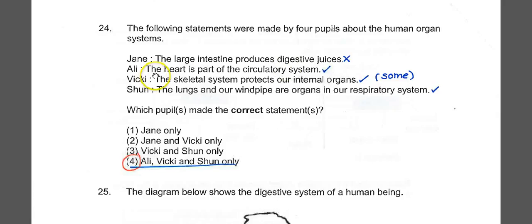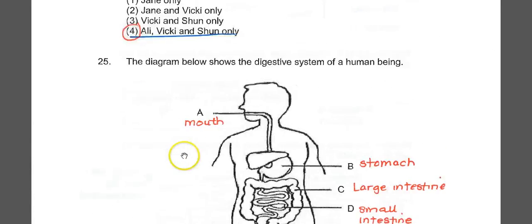The body system. The heart is part of the circulatory system, correct? The skeletal system protects the internal organs. Yes, some of the internal organs, right? And the lungs and the windpipe are organs in the respiratory system. Now, which one makes the correct statement? The only one who made the wrong statement is Jane, right? So Ali, Vicky, and Shan, 4.